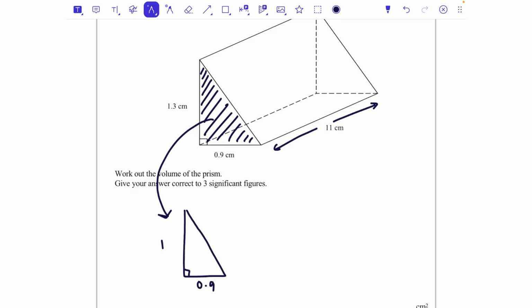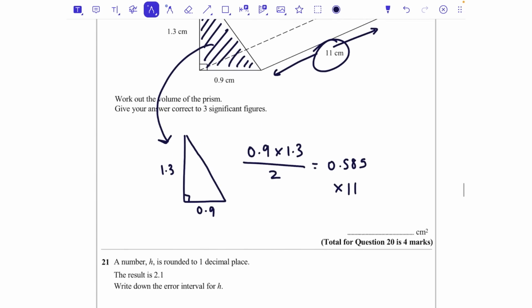Area of a triangle is base times height divided by 2. So 0.9 times 1.3, all divided by 2. And that gives me 0.585. We're then going to take that answer and multiply it by how far back the prism goes. So multiply that by 11, because that's my depth, and that gives me an answer of 6.435 centimetres squared.